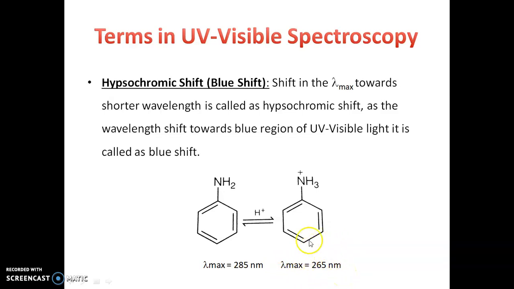It is due to the formation of quaternary ammonium cation. Due to the formation of this quaternary ammonium cation, the lone pair of nitrogen is not available for conjugation. So the conjugation effect is lower in this case, and the lambda max shifts towards the shorter wavelength region.